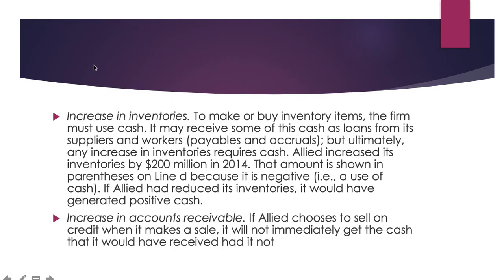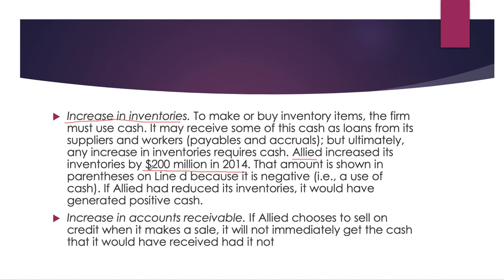And then we have some other items such as increase in inventories. To make or buy inventory items, the firm must use cash. It may receive some of this cash as loans from its suppliers and workers, but ultimately any increase in inventories requires cash. So Allied, our company in the example, increased its inventories by 200 million in the year 2014. That amount is shown as negative, a use of cash, right? That is, we have spent some money out of our pocket to purchase or produce these inventories.